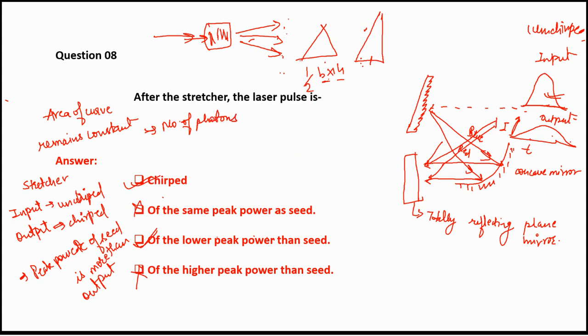So basically, whatever we use here are totally reflecting parts: the diffraction grating, concave mirror or a plane mirror. Each of the parts is totally reflecting and therefore the number of photons, or the count, is constant. It does not get increased or decreased. What changes is the peak power. The peak power for the output beam is lower than that of the seed. So this is the purpose of a stretcher.